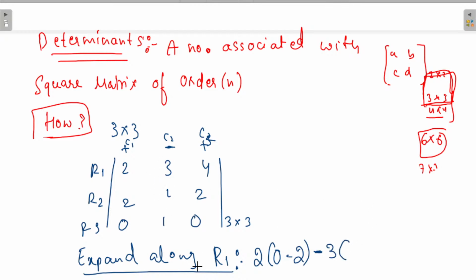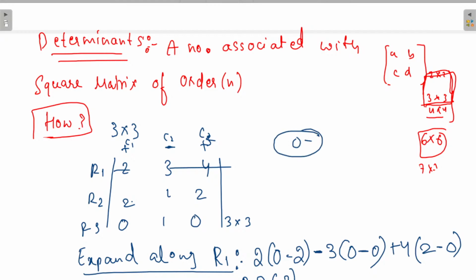See here, now we have to delete this row and this column, R1 and C1, we have to delete now. Remaining elements are 2 into 0, 0, minus 0 into 2, 0. This element is washed out. Now here plus 4. Here 1 into 2 is 2, 0 into anything is 0. Now what does this become? This becomes minus 2. Always remember, 0 minus anything will come in minus. This becomes minus 2.